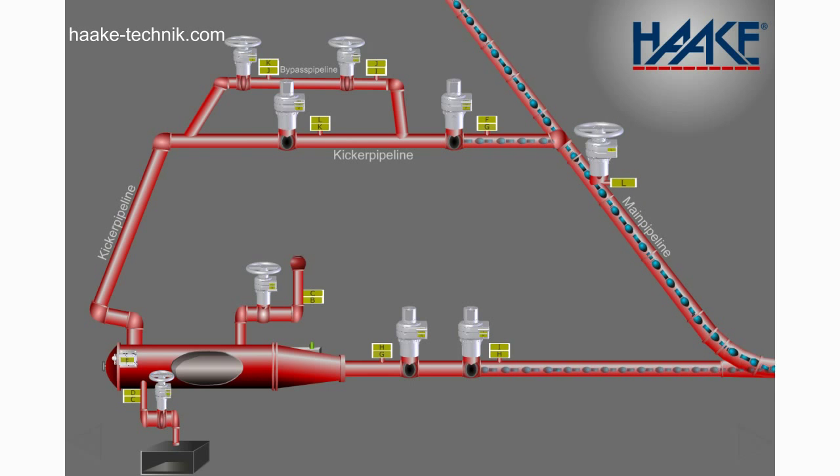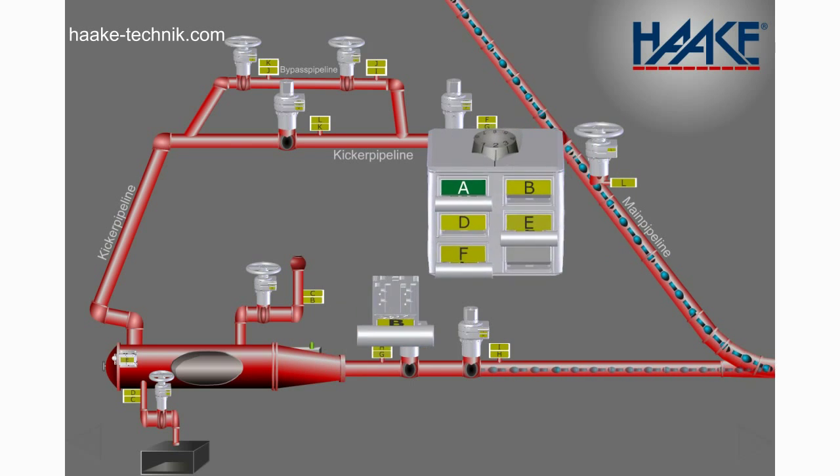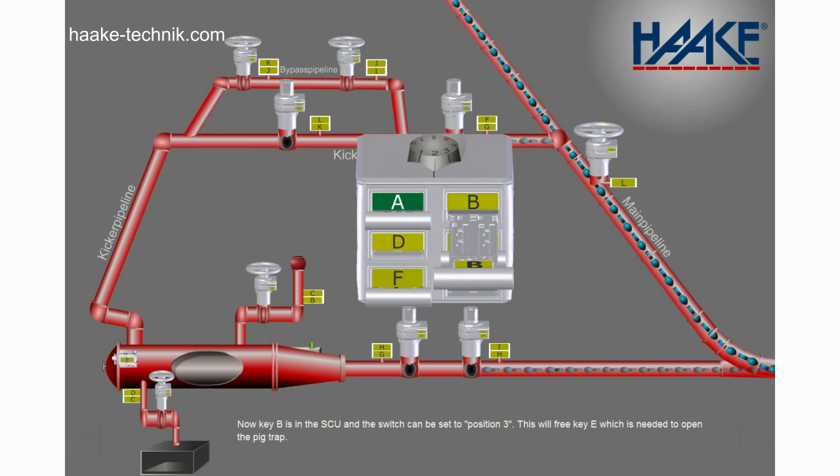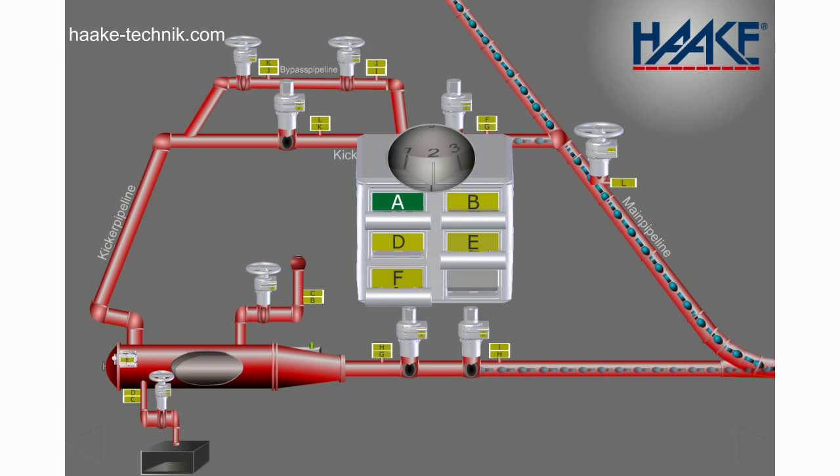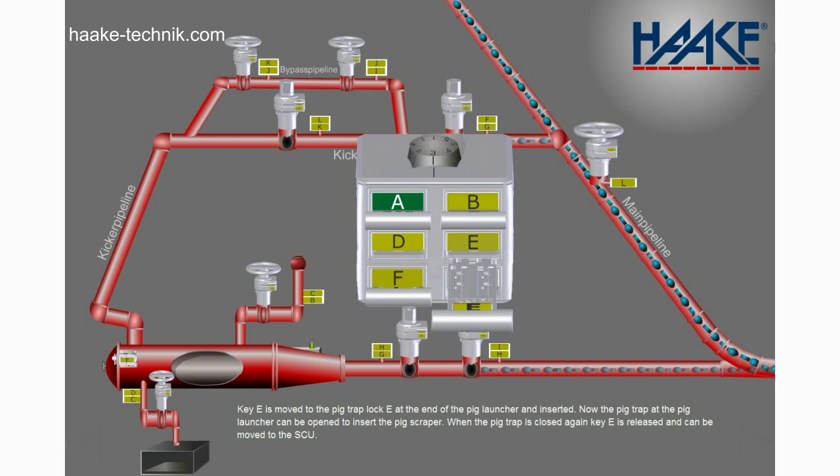Both valve interlocking systems are closed again in reversed order. Key B will get back to the SCU via key D. Now key B is in the SCU and the switch can be set to position 3. This will free key E, which is needed to open the pig trap.